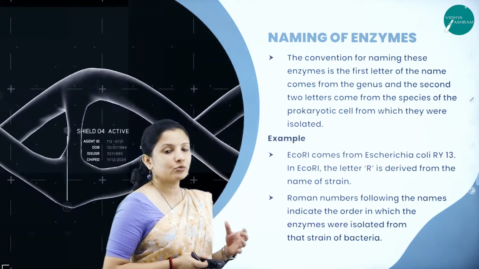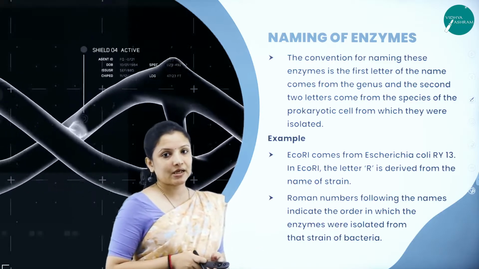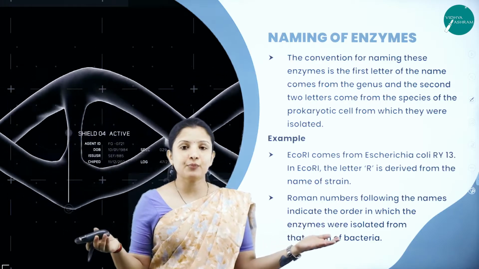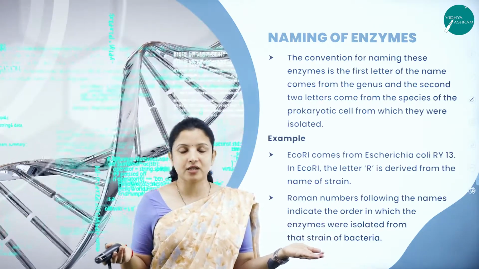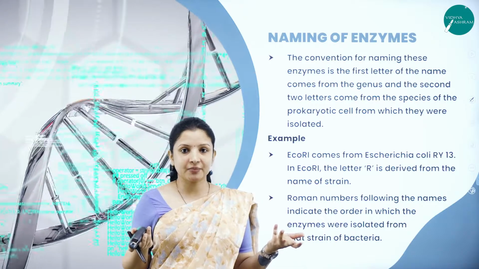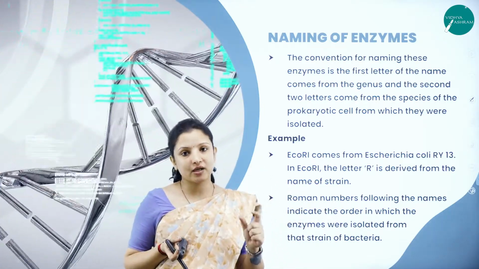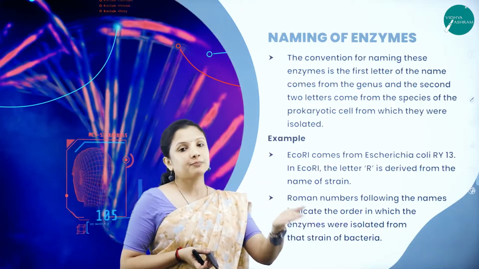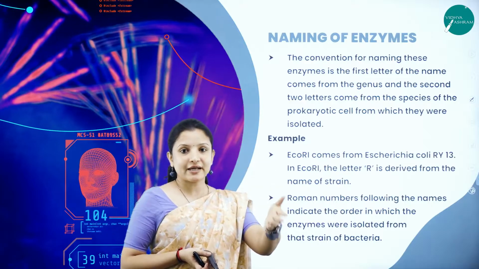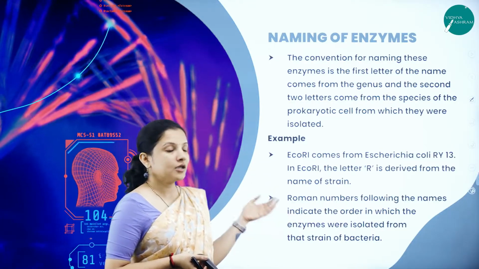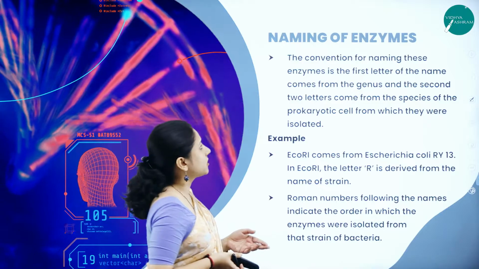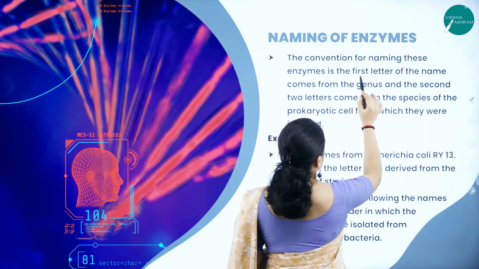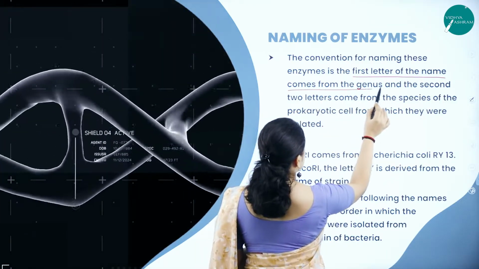It is quite interesting, so we'll look into it: how the naming of the enzymes is done. Because naming is very important. In a population, there are millions and millions of people, right? So how can you identify a person? It is by the name. So naming is very important. That is why, out of the 900 restriction enzymes, to identify which particular restriction enzyme the scientist is talking about, we need to name it, right? So how did they name it? We shall look into it. The convention for naming these enzymes is that the first letter of the name comes from the genus.